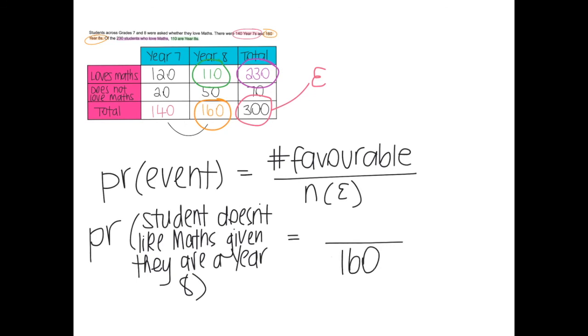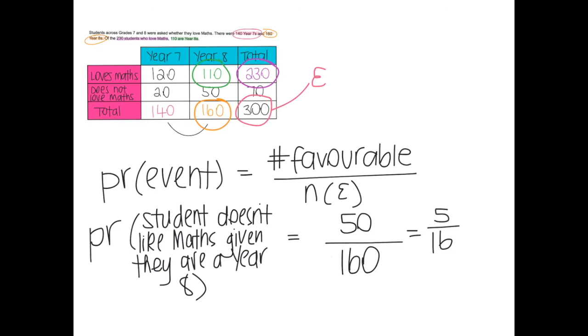Out of my Year 8s, I know I'll go up to does not love maths, and I find that 50 do not. Of course, I'm sure they're mistaken, but 50 out of 160 Year 8s say that they do not love maths. I can reduce this further because they're both divisible by 10. That gives me 5 over 16. So that is way less than half, which tells me that most people in grade 8 do love maths, and that I only have a 5 out of 16 chance of finding someone who does not love maths.